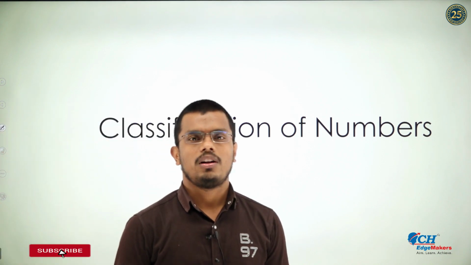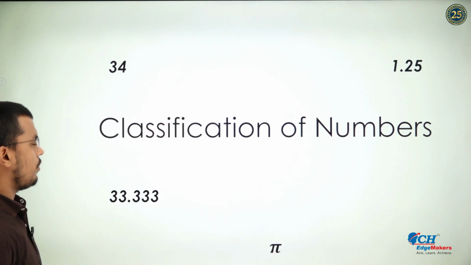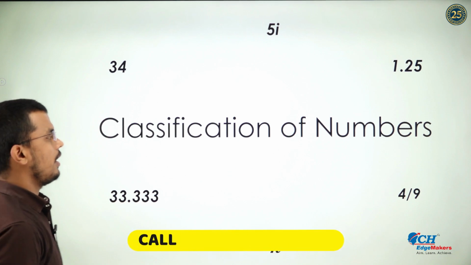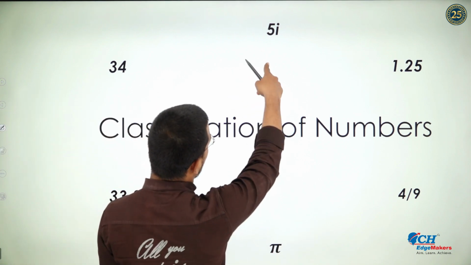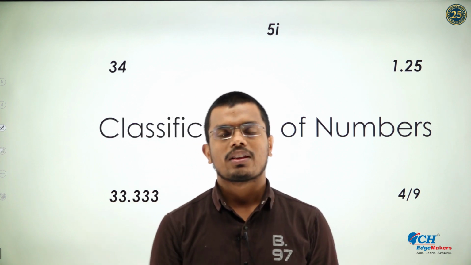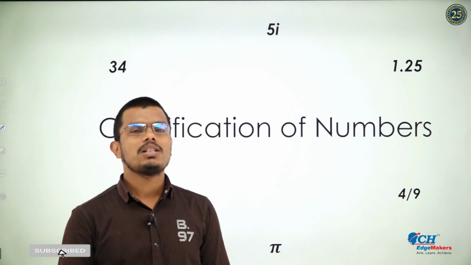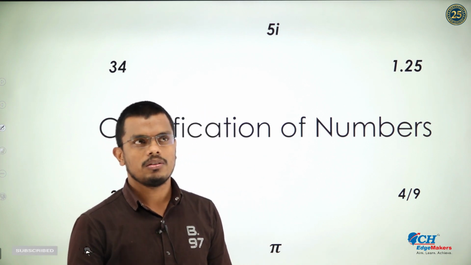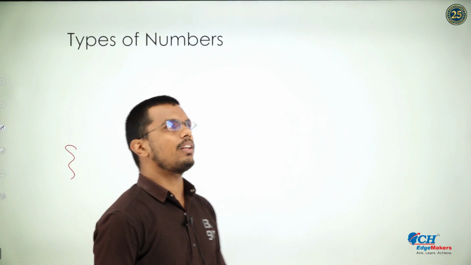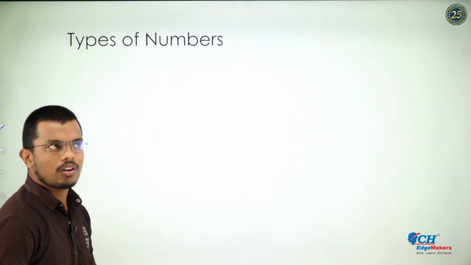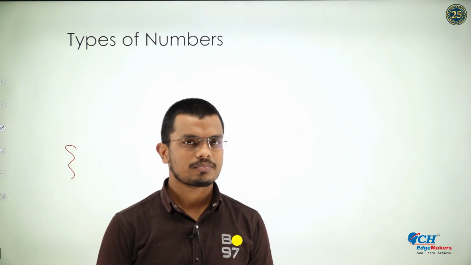You might have seen a lot of numbers in your life like pi, 34, 1.25, 3.333, 5i, 4 by 9. Now you might wonder, what is this 5i? Why are we using this alphabet with this number? For understanding this fact, we have to go further on. This is a different way to understand things. So we will go to the next slide and try to recall the types of numbers that you might have heard till now.